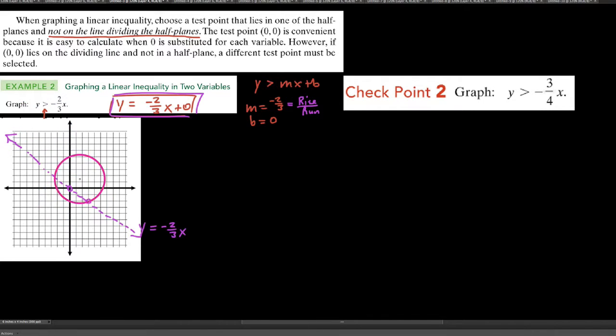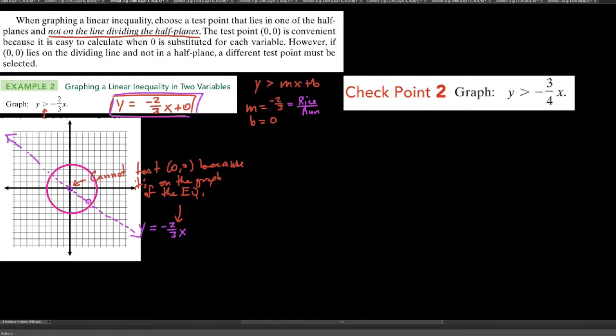What we want to do now is test a point. So you'll notice we cannot test (0, 0), because it's on the graph of the equation that was associated with this inequality.